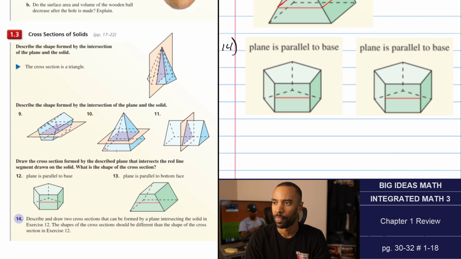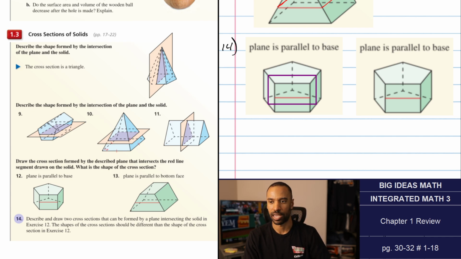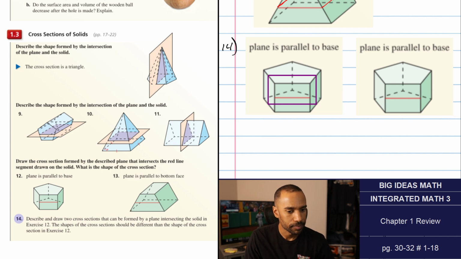I'll make a purple line. Let's do one that goes down right here. So it's going vertically down into it, basically like that. It's going to go across like that after, and then up through there, and that's where we'll get a rectangle. Did they say describe it? Describe and draw. So there's the drawing, and my description is that this is a rectangle. So I'm slicing it that way.